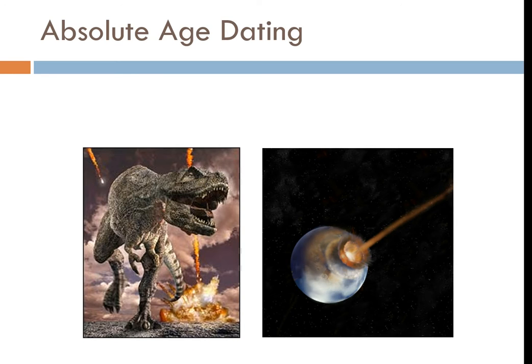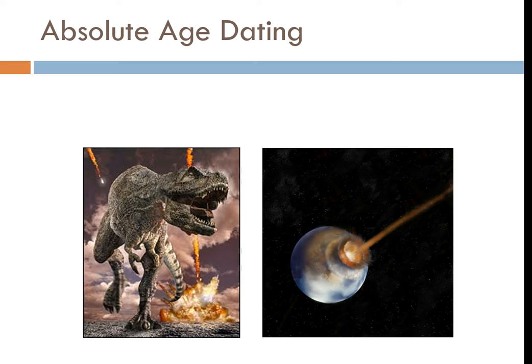So, we've talked about how to tell the order in which rocks form. We've talked about how to recognize how rocks erode. And now we're going to look at how we tell exactly how old a rock is. So this is our absolute age dating. So we're going to use quite a few terms in here.